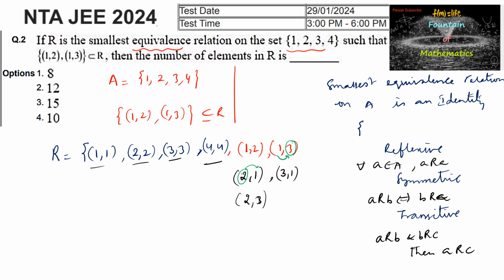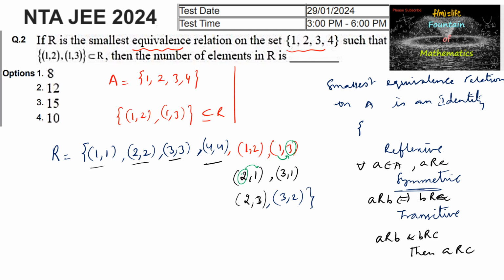And remaining, all we can say 1 comma 2, 2 comma 1, 1 comma 1 existing, 1 comma 3 and 3 comma 1, 3 comma 3 existing. And also if 2 comma 3 belongs to R, to make the condition symmetric again 3 comma 2 must belong to R. So that now we can say this relation is completely reflexive, symmetric and transitive.